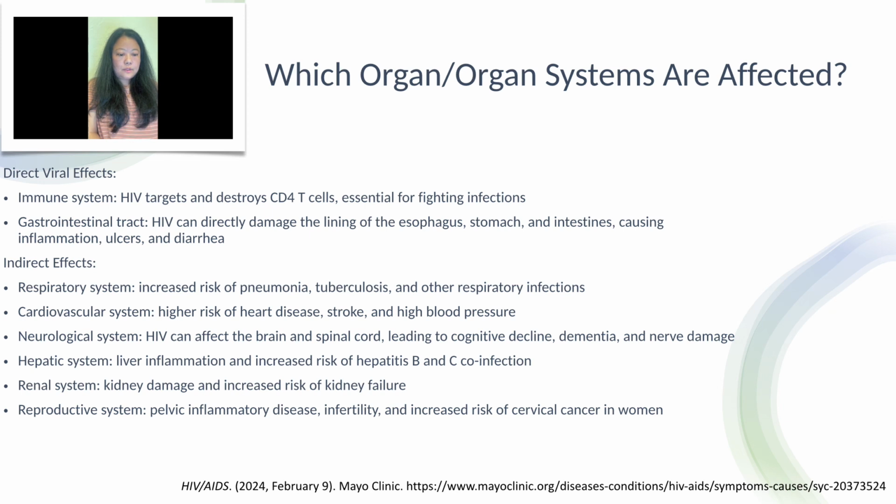HIV can affect the brain and spinal cord, leading to cognitive decline, dementia, and nerve damage. Liver inflammation and increased risk of hepatitis B and C co-infection can occur, and kidney damage and increased risk of kidney failure can be caused by the HIV virus. Pelvic inflammatory disease, infertility, and increased risk for cervical cancer in women are among the other major risks of the HIV virus.